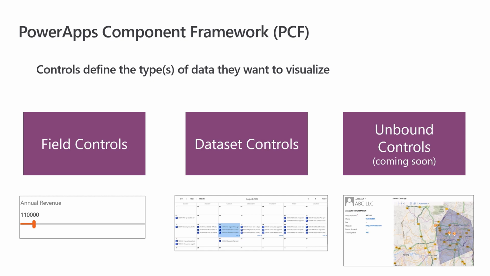And then unbound controls, which are supported by the platform but are not readily available yet for third parties to create. They're only used by some internals, but they will be coming soon. They allow you to do things like a map or other visuals that have no tie back to a specific field, but are used in the context of the form or other places that components can be used.